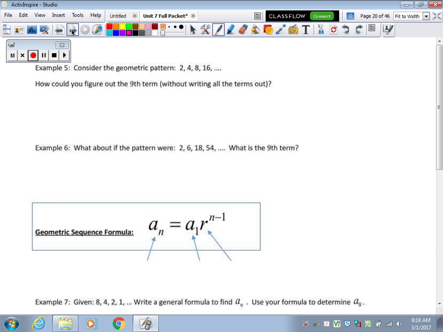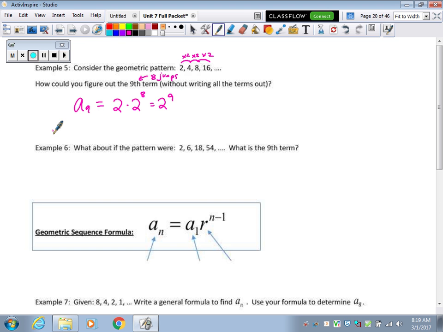Okay, so here's a new pattern. 2 to 4 to 8 to 16. This is times 2 times 2 times 2. So how could I figure out the 9th term? Well, two options. I say, all right, I'm starting on a 2, and I'm multiplying by 2. How many times? 8 times. Because to get to the 9th term, I need to make 8 jumps.